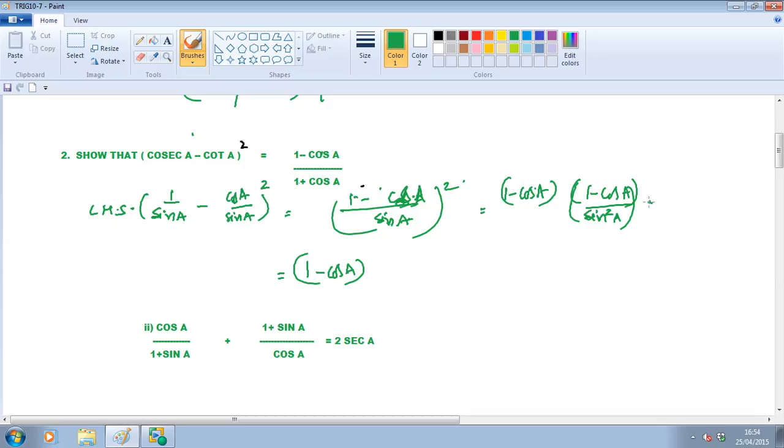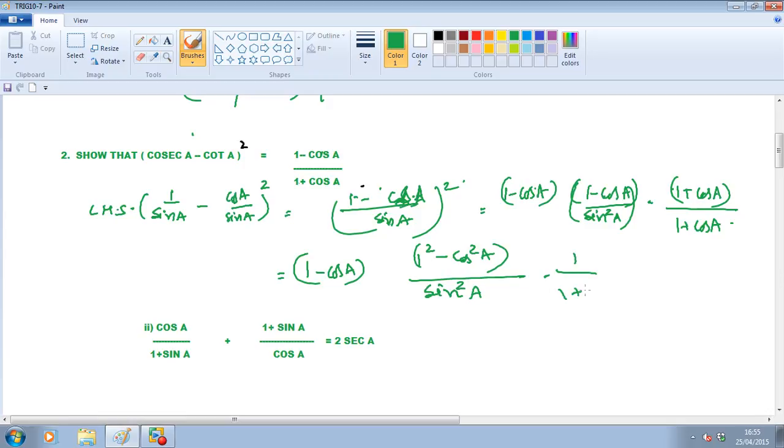In the second part, what we will do, we will multiply and divide this by 1 plus cos A. The first portion will remain 1 minus cos A into 1 plus cos A, and here sin square A into 1 plus cos A. 1 minus cos A into 1 plus cos A is just like A plus B into A minus B, that will become 1 square minus cos square A, divided by sin square A into 1 plus cos A. What is 1 minus cos square A? It is sin square A.